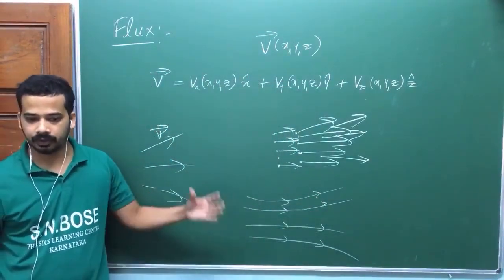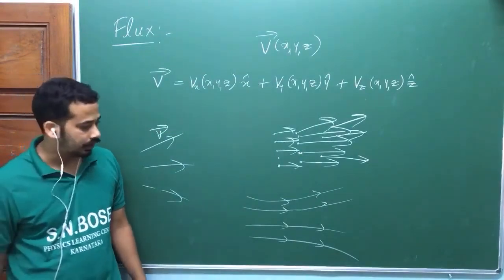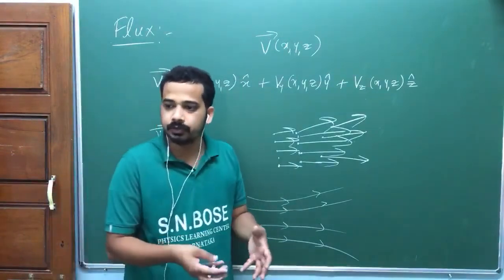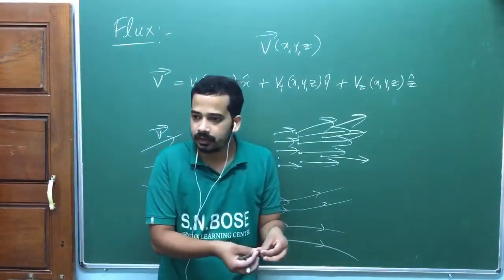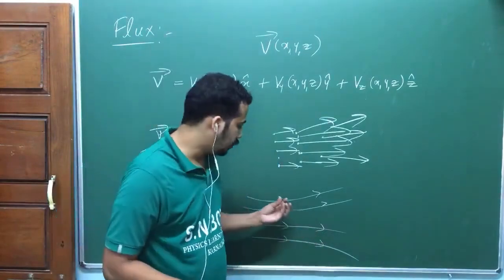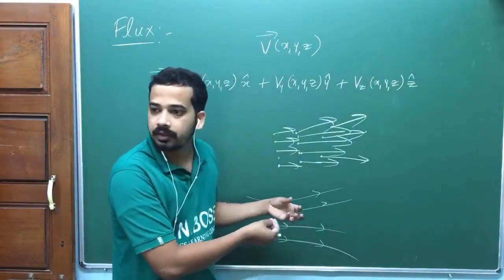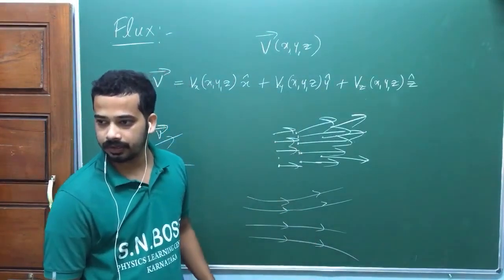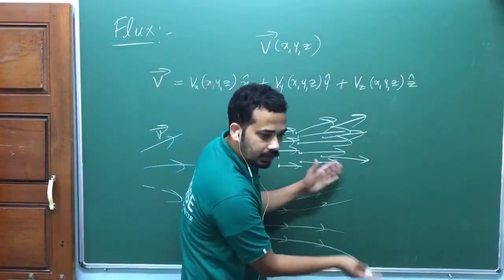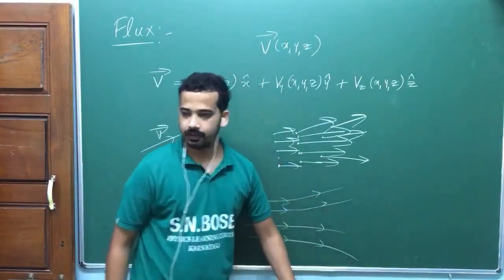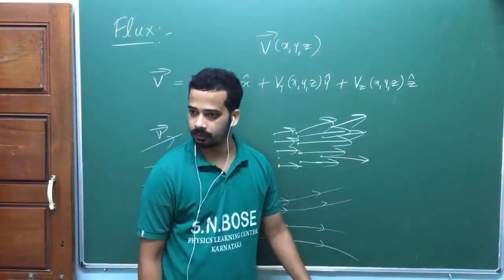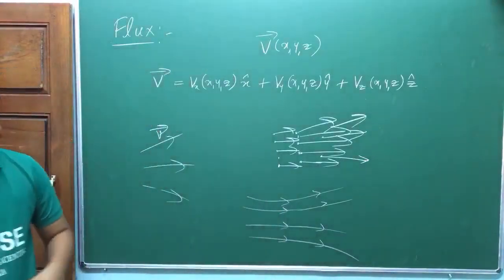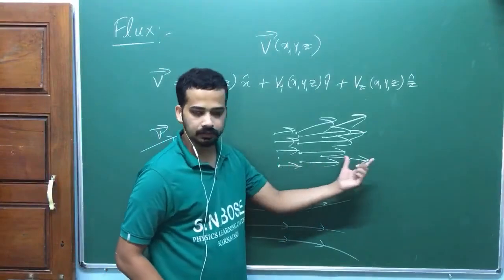In that representation, how do you record vector field strength? The vector field strength will be recorded by the density of the field lines. If the density of the field lines is more, that means if field lines are closer together, then the field strength is more. You have to talk about magnitude also, am I right? If field lines are far away, if the density of the field lines is low, then the field strength is low. That's how we record the field strength.